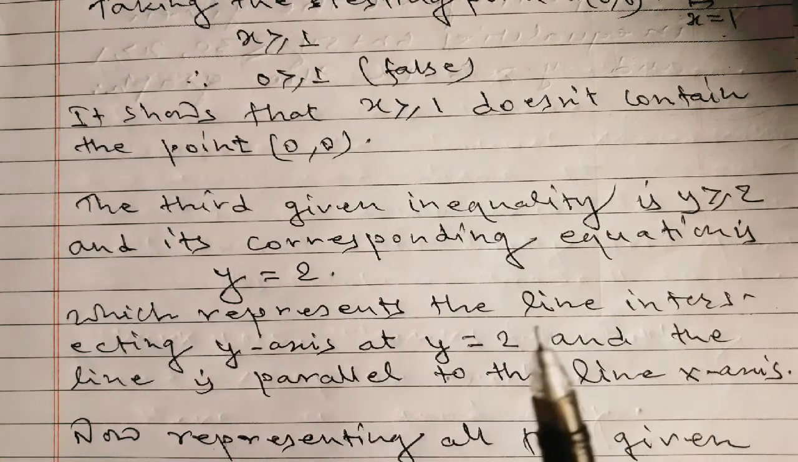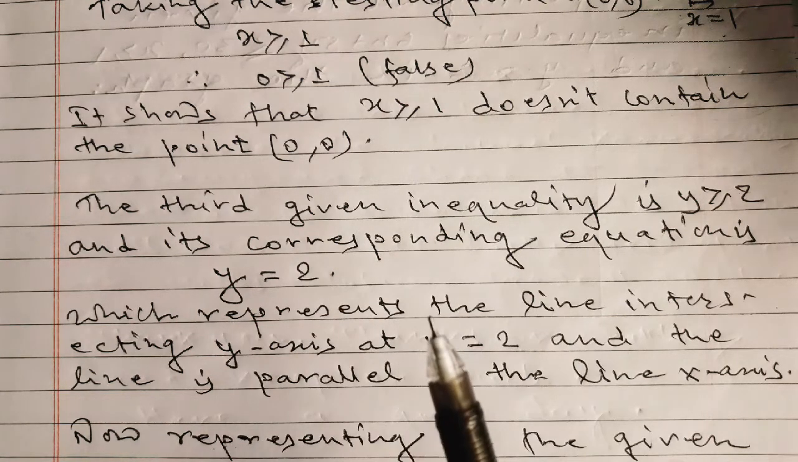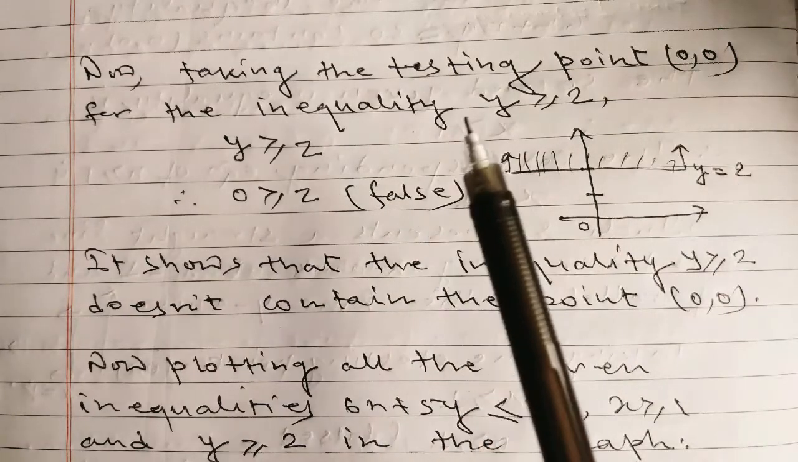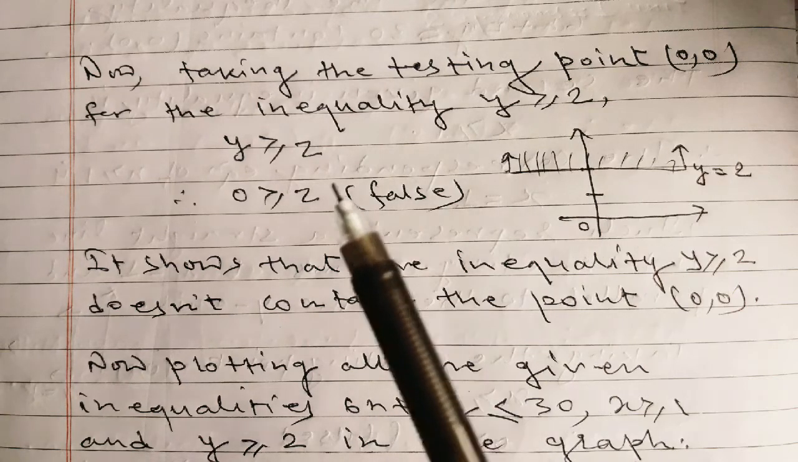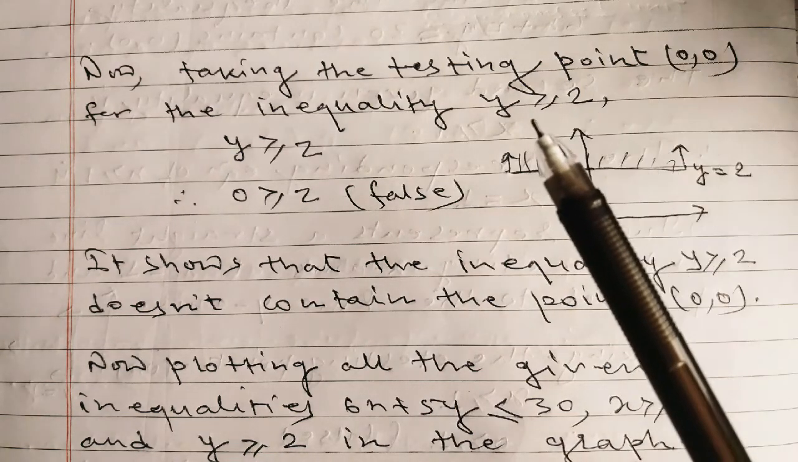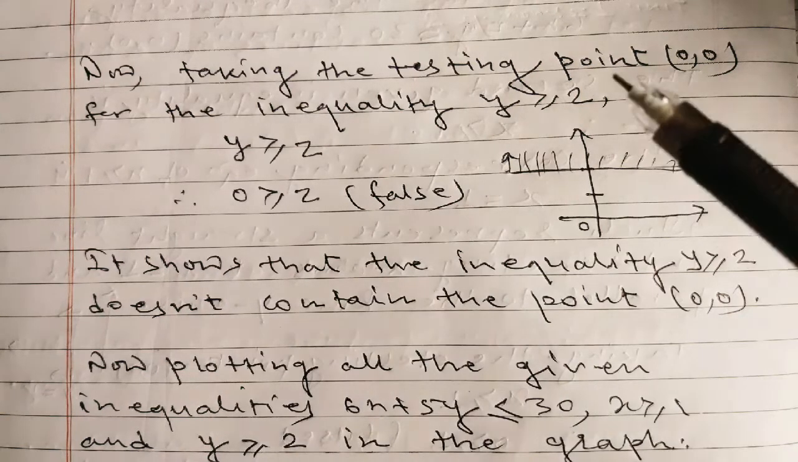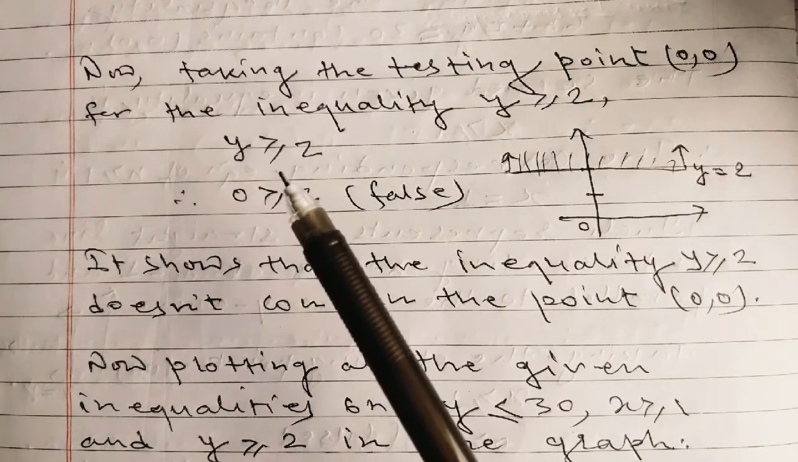Y is equal to 2 represents a straight line intersecting the y-axis at y is equal to 2, and the line y is equal to 2 is parallel to the x-axis. Now representing all the given inequalities, taking the testing point (0, 0), because to plot any inequality in the graph, we have to take a testing point, because an inequality represents a certain region. So let's take the testing point (0, 0), and with its help we can find the region represented by the given inequality y greater than or equal to 2, this is our third given inequality.